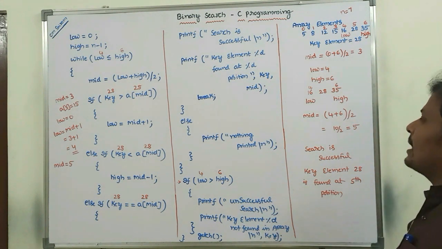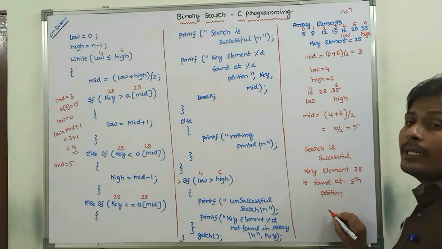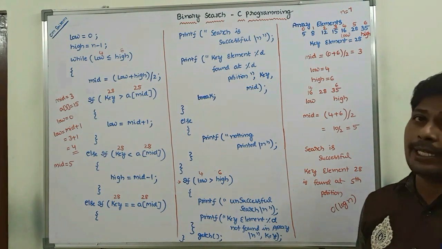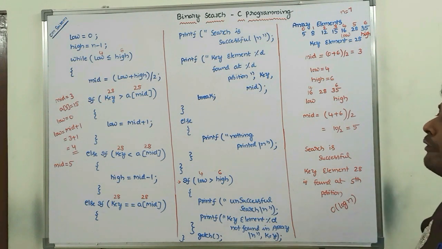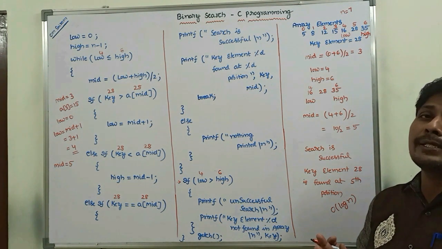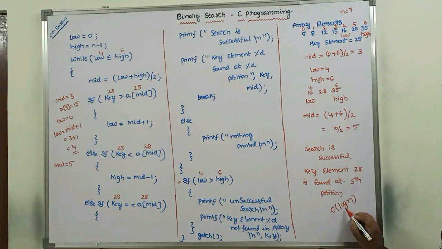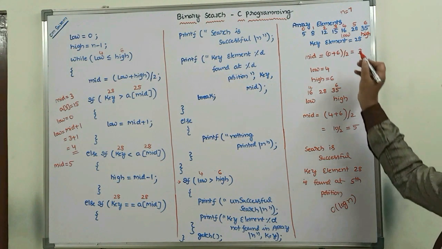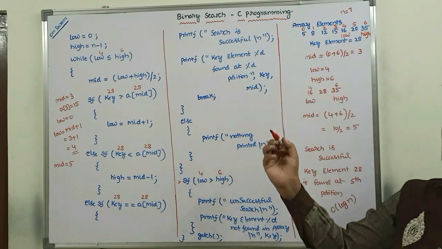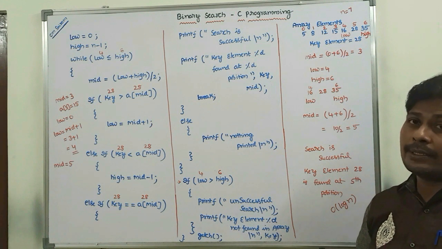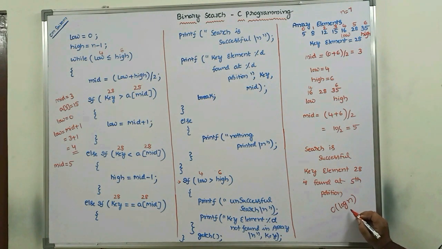Okay, so what is the time complexity of binary search? Order of log n in the average case and worst case. Whenever the given array is divided into two sub arrays, generally log n is considered. In this case also, by taking the mid value, we are dividing the given array into two sub arrays, so order of log n in the average case and worst case.